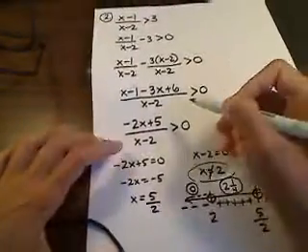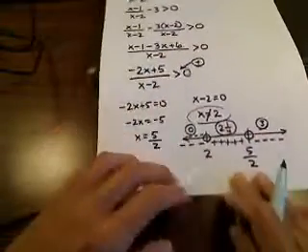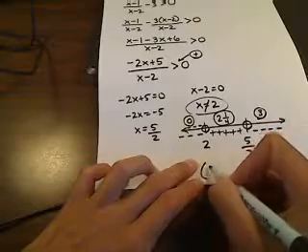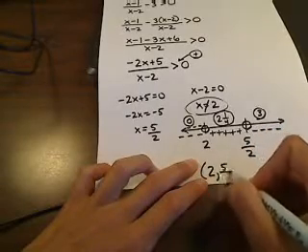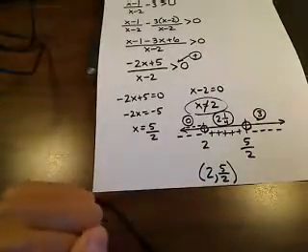Okay, I'm looking once again for something greater than 0. That means I'm looking for positive values. The positive values here are from 2, and I'm not including 2, out to 5/2, and I'm not including 5/2. So it would look like that for interval notation.